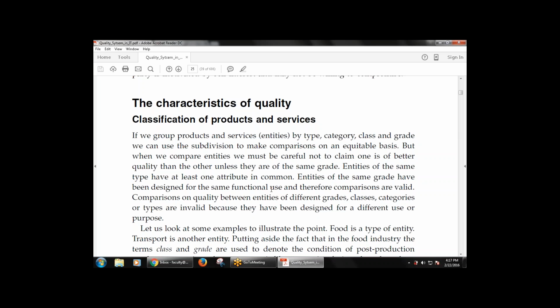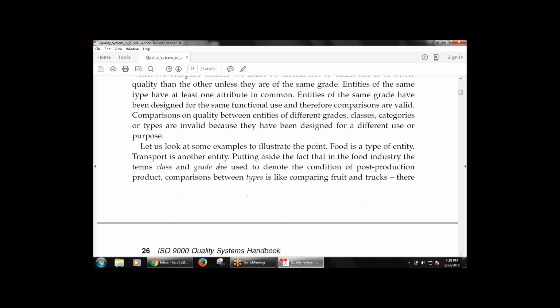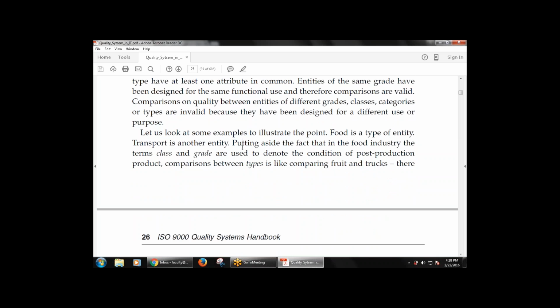That means whenever we are making a comparison between different products and services on the basis of type, category, class, or anything else we divide by, comparison of quality between different grades, classes, categories, or types is invalid because they are designed for a different use or purpose. Now let us look at some examples to illustrate the point.